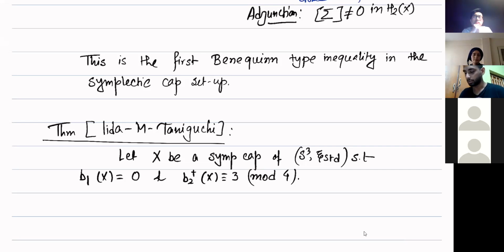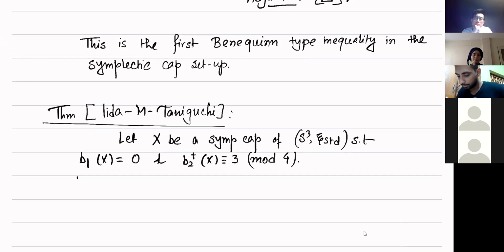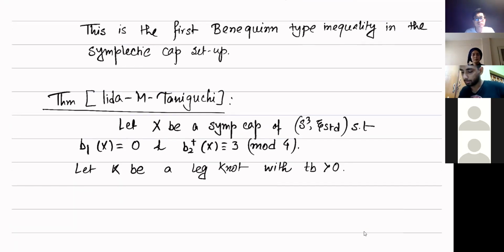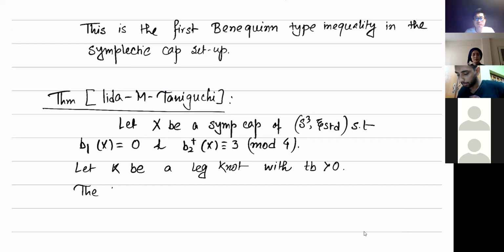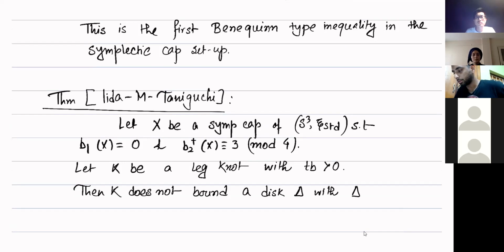Under this situation, let K be a Legendrian knot with Thurston-Bennequin number bigger than 0. Then K doesn't bound a disk Delta with Delta squared bigger than or equal to 0.